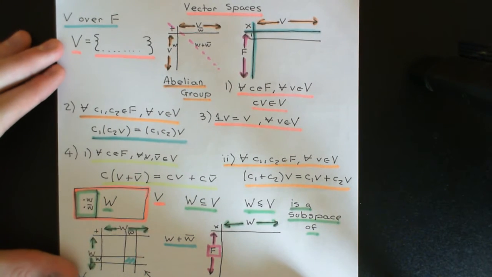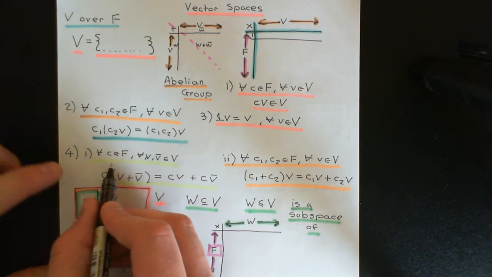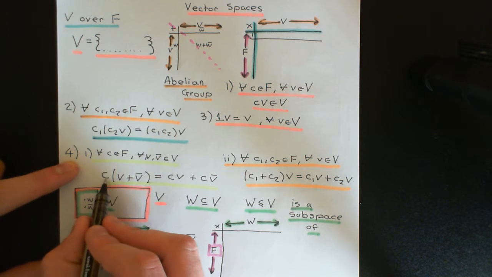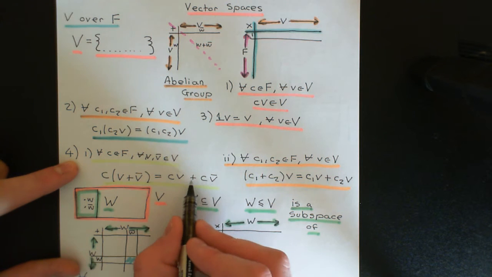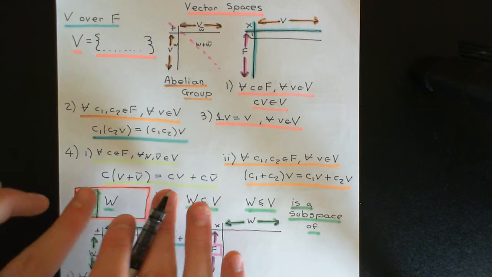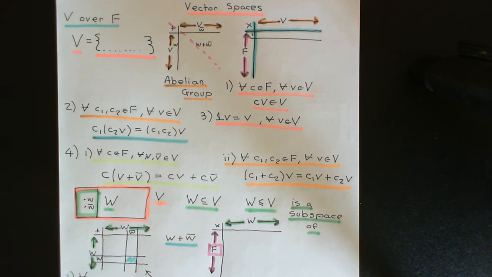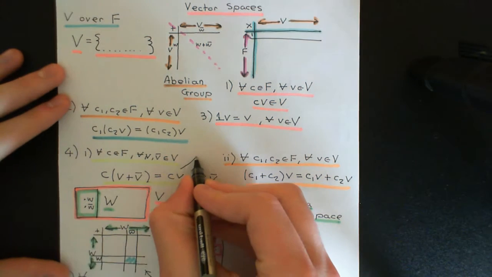Going back up to our axioms of scalar multiplication, we have part 1 of distributivity here, saying that C times (V plus V bar) must equal C times V plus C times V bar. So the instant we insist that this is true for any C that is an element of the field and any V and V bar that are elements of the vector space, it instantly becomes true that if you take any element of the field and use it to scalar multiply the zero vector, the answer must just be the zero vector. And let me explain why.